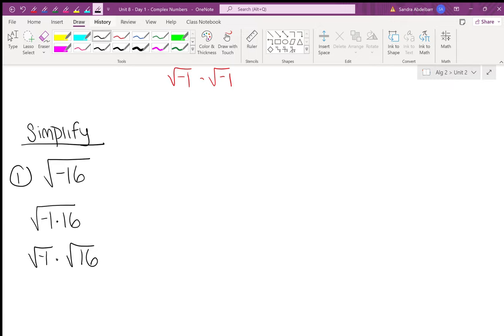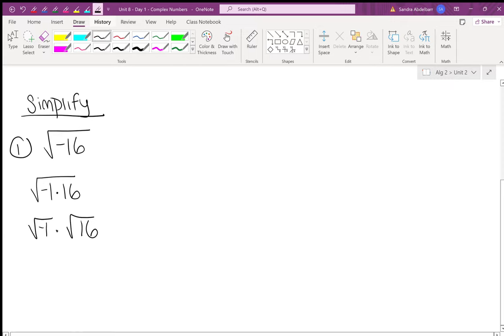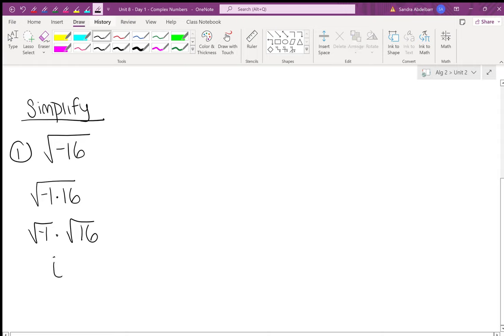What's the square root of -1? We just said it. It's represented by i. And what's the square root of 16? 4. So this becomes 4i. Usually you put the real number first, then the i. It's like a variable.